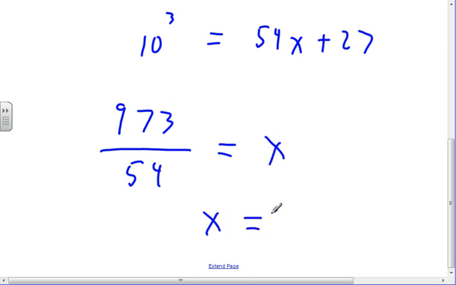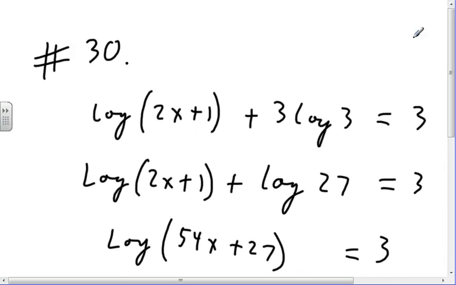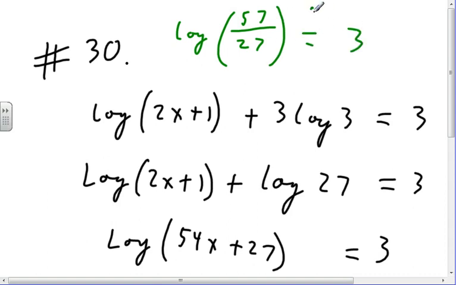X is equal to 973 divided by 54, which is 18. Yeah, 18. Why not? All right. Come back up here. The log of 18 times 2 is how much? 56 plus 1 is 57. 57 divided by 27 is equal to 3?